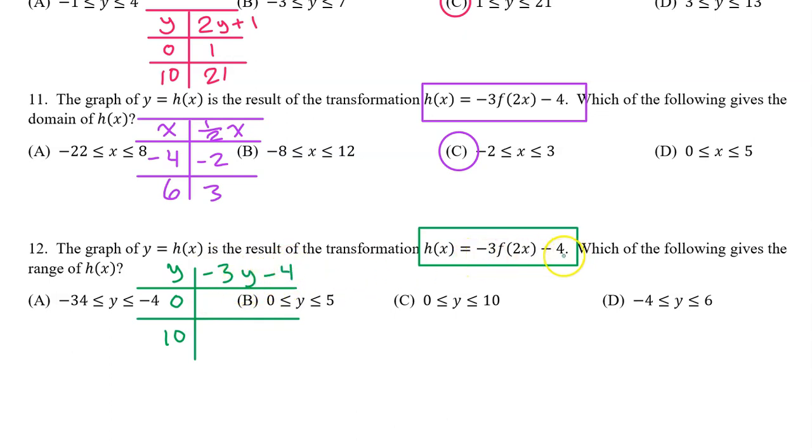The vertical transformations happen exactly the way they look, so you don't really need to change anything. Anyway, -3 times 0 is 0, minus 4 is -4. -3 times 10 is -30, minus 4 is -34. So the new range will be from -34 to -4. So the answer is A.